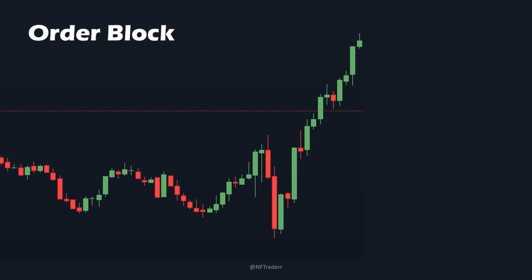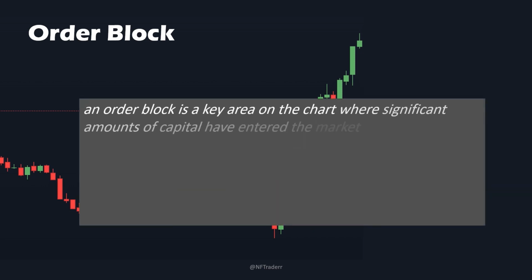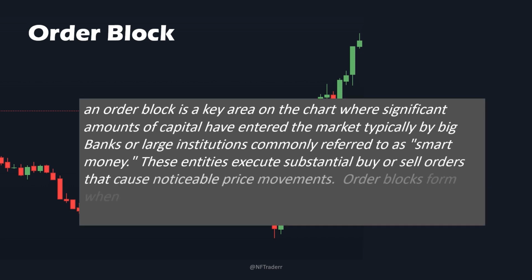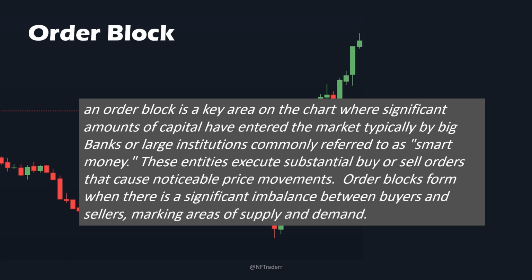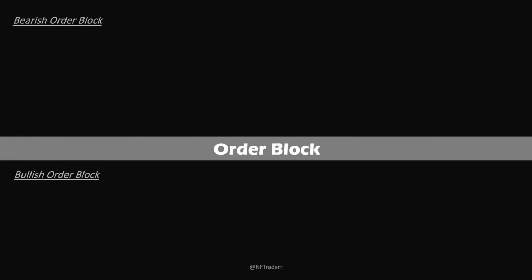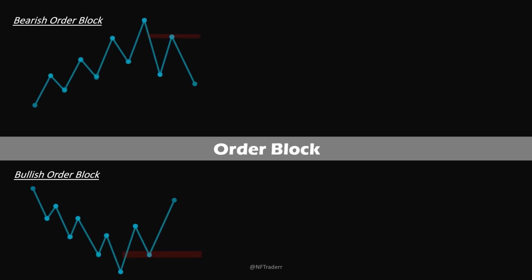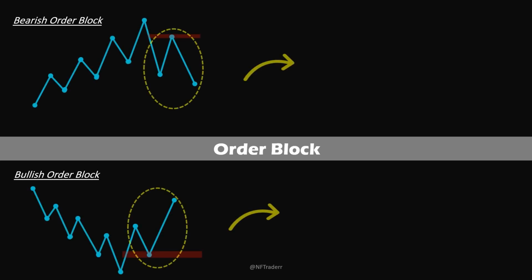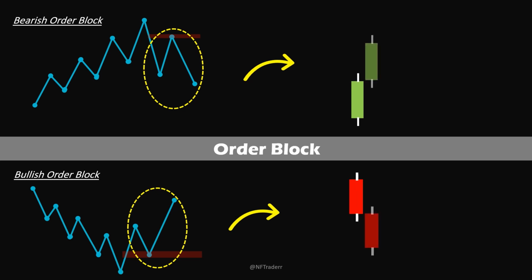Let's start by understanding what an order block is. An order block is a key area on the chart where significant amounts of capital have entered the market, typically by big banks or large institutions commonly referred to as smart money. These entities execute substantial buy or sell orders that cause noticeable price movements. Order blocks form when there is a significant imbalance between buyers and sellers, marking areas of supply and demand.